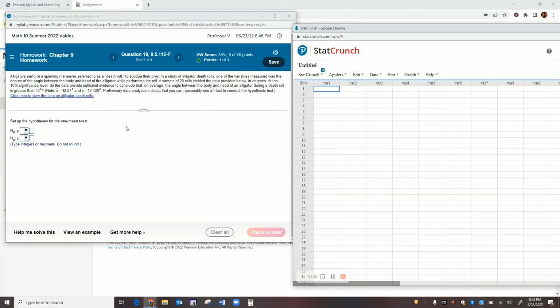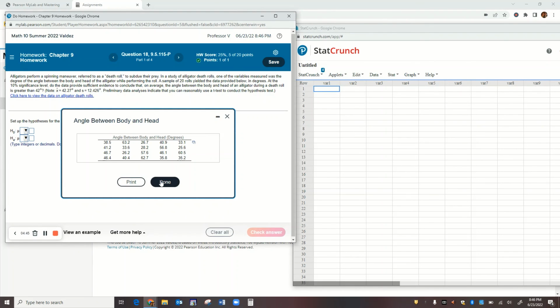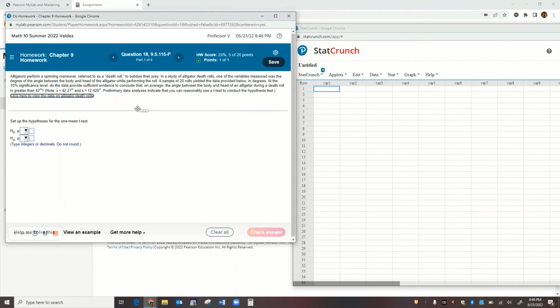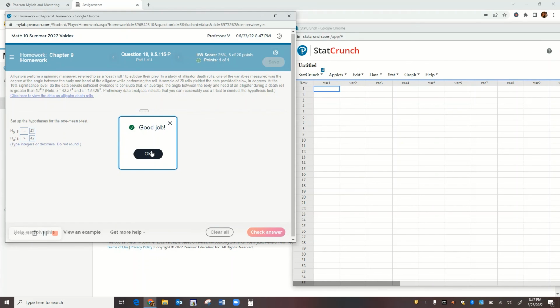Again, they gave me X bar and S, so I could open the data here if I want, but we don't need to. And then they're telling us here, you can reasonably use a t-test. Great, thank you. So they'll always let you know. Okay, null hypothesis is that mu equals, what's the proposed value? 42 degrees. And alternative, I saw the word greater, so that's what we're going to select here, greater than 42 degrees. Don't put the degree sign, just the number.